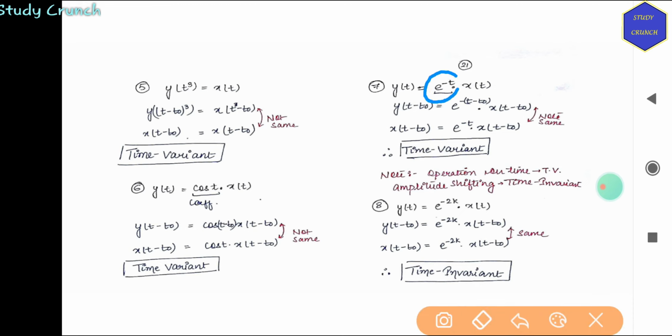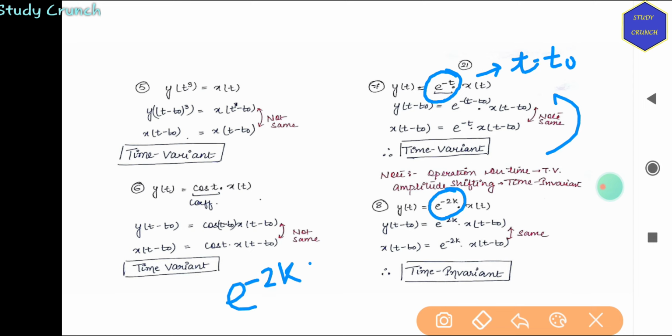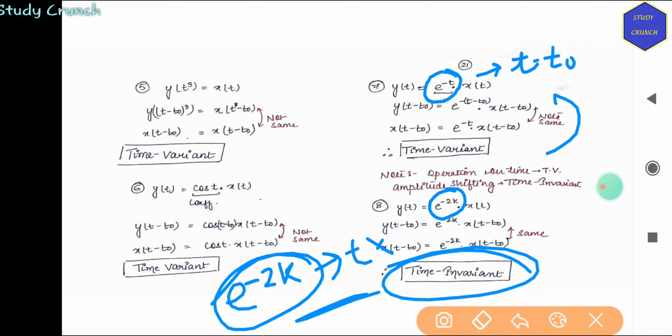Now look at this example. We have e to the minus t and e to the minus 2k, right? We have these coefficients. In this, we will be putting t minus t naught, which will make it not the same. Now e to the minus 2k will not change. Why? Because it doesn't have t in it. So this will be a time invariant system.